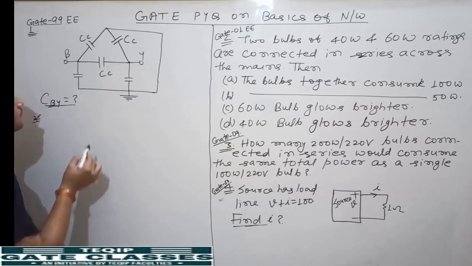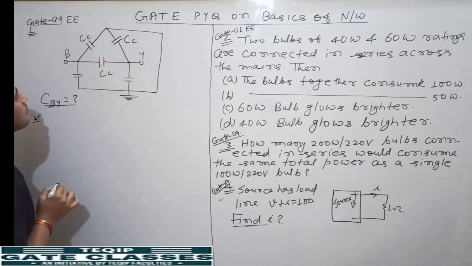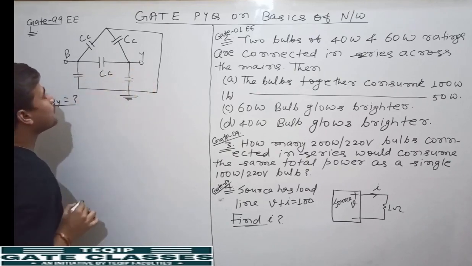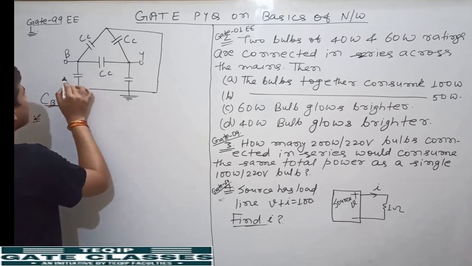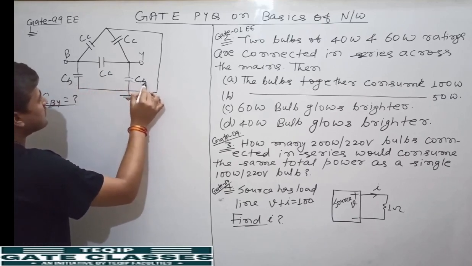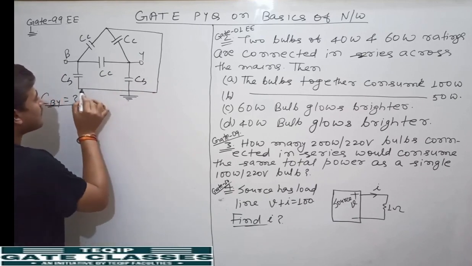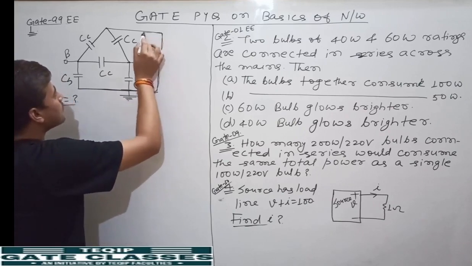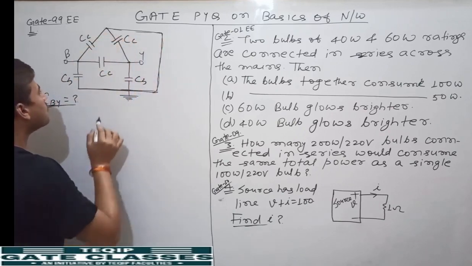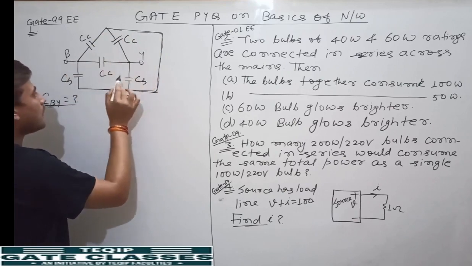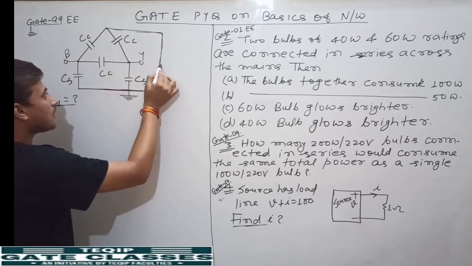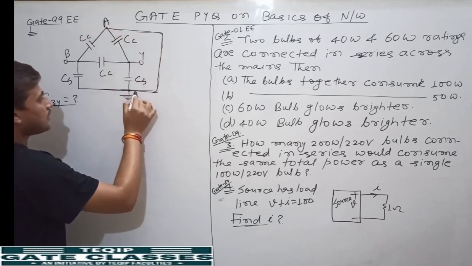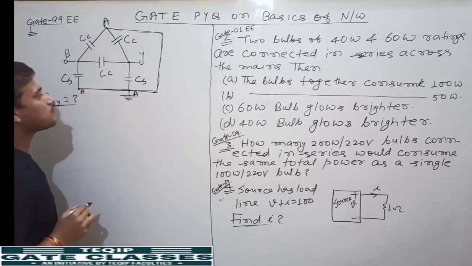Come to the solution. We see that the circuit is given. This is B, this is Y. Now we see again here this capacitor is CS. Now you see that this is the ground terminal and this ground terminal is common to this terminal also. So we have B terminal, we have Y, and let us give another name, that is A terminal. This point is A, this point is A, this point is A.